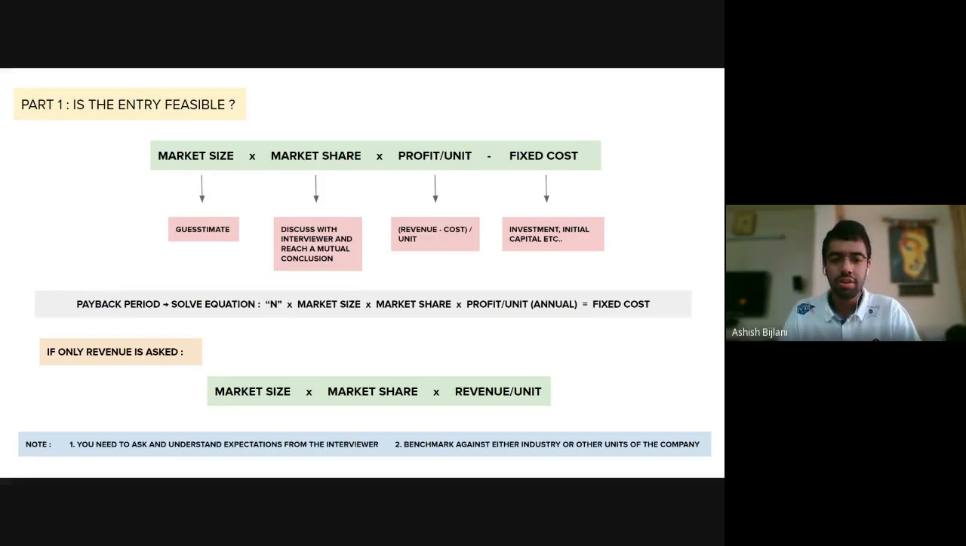Profit per unit is nothing but revenue minus cost. Again, similar to your profitability framework, it's the basics of profits. It's revenue minus cost, and all of this will be per unit. So these are your per-unit finances in this term of profit per unit.